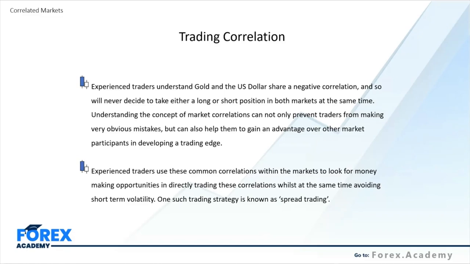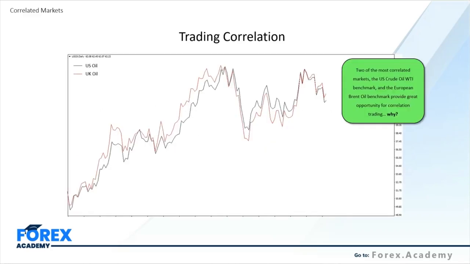Indirectly trading these correlations whilst at the same time trying to avoid short-term volatility. One such trading strategy is known as spread trading. So what exactly does this mean? How can you look at trading correlations and actually look to directly make profit opportunities from trading these correlations, as opposed to just simply preventing yourself from making very poor trading decisions?